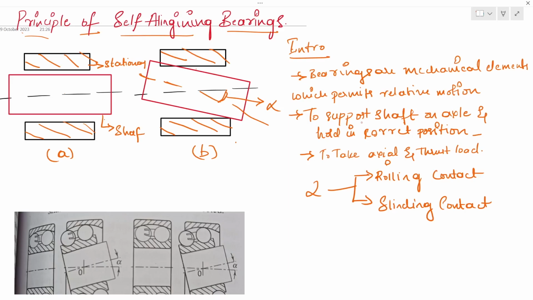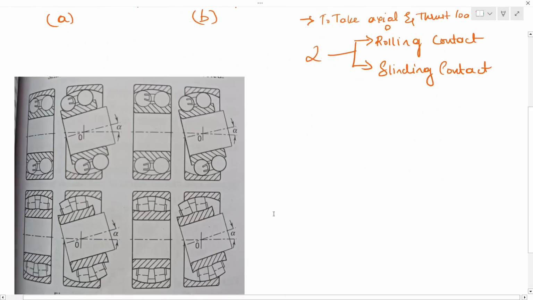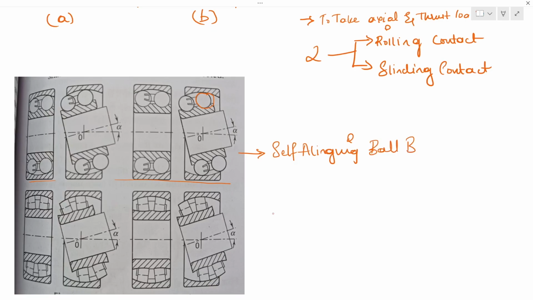Now let us see the principle of working. There are basically two types of self-aligning rolling contact bearings. The first kind, which uses balls, is called the self-aligning ball bearing, and the spherical row which uses rollers is called the self-aligning spherical roller bearing.